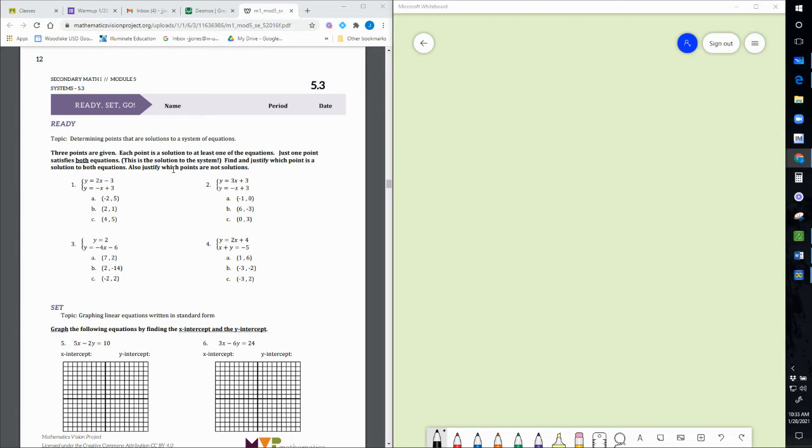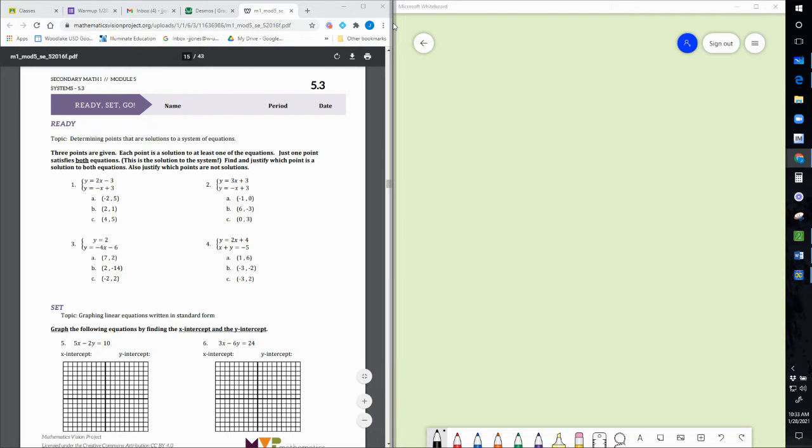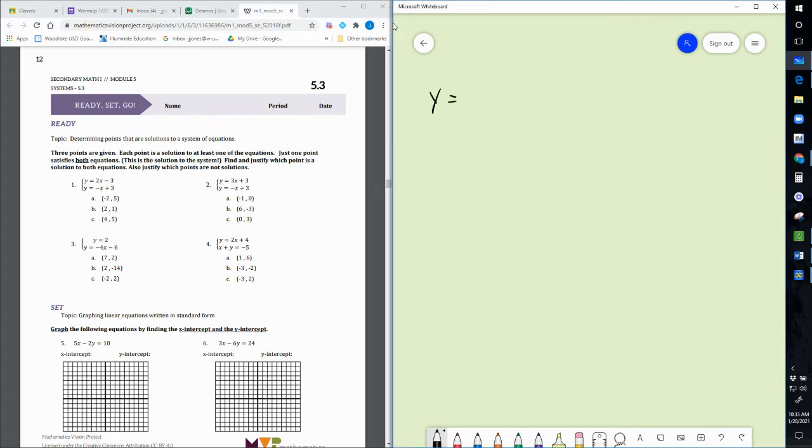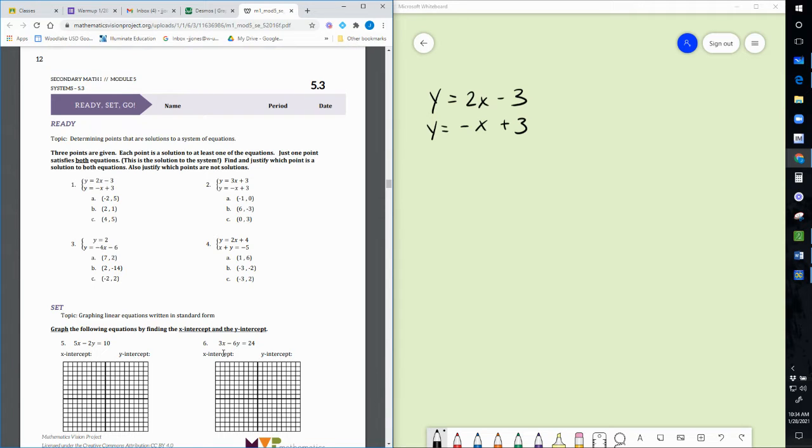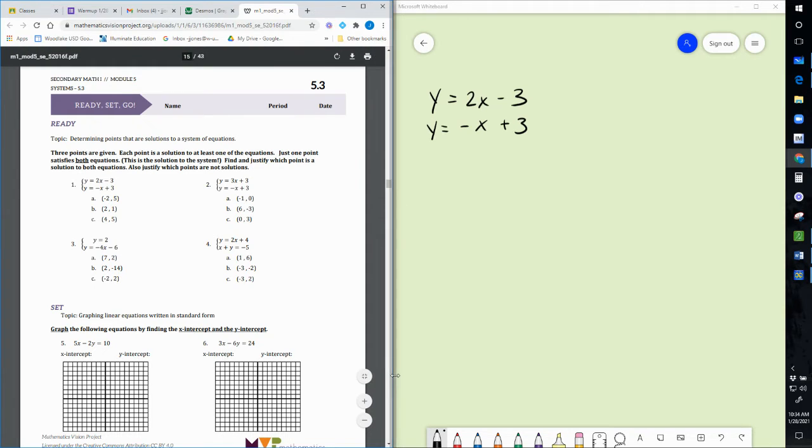All right, so let's take a look at number 1 together. You have two equations, y equals 2x minus 3, and y equals negative x plus 3. Now, the goal to find if they satisfy both is just to plug it into both, right? If you plug these points into one equation, it might be true, but if you plug it into both equations, it might not be true. So be careful of that. I'm going to show you one that's wrong and one that's right.